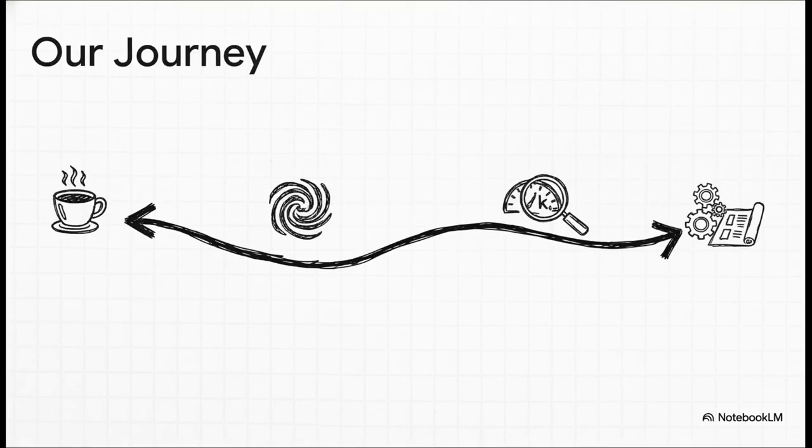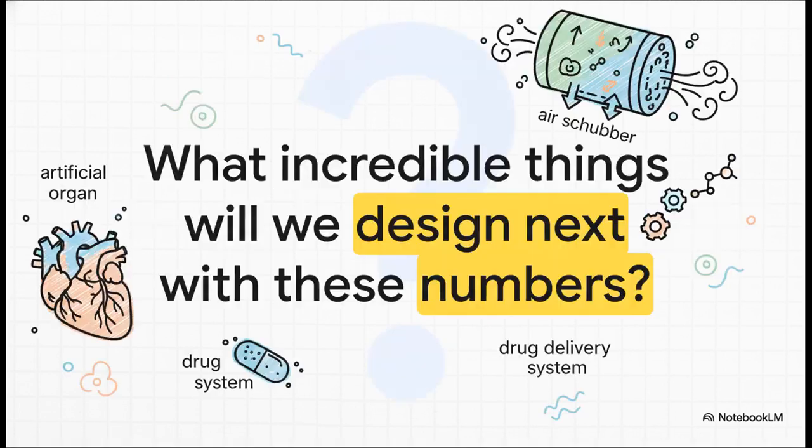So think about the journey we just took. We started just by wondering why coffee smells so good. From there, we learned how to measure the chaos of a flow, how to find the magic number for transfer speed, and then we used that number to actually design a real piece of equipment. And this exact process, this way of thinking, it's everywhere. From creating artificial kidneys, to designing better ways to deliver medicine, to building systems that pull pollution out of the air. So the real question to leave you with is, now that we know how to find these numbers, what incredible things are we going to design next?